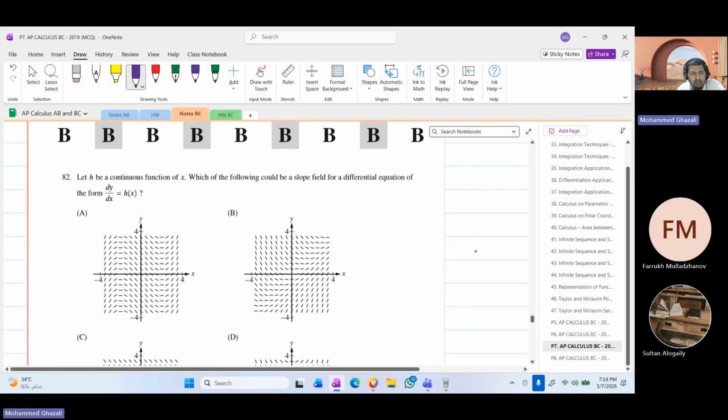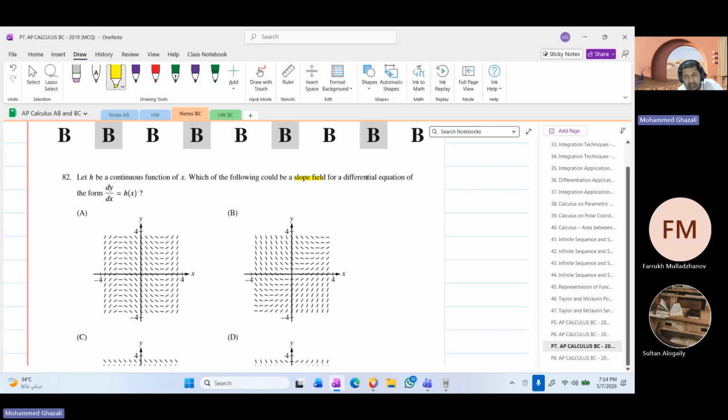Let h be a continuous function of x. Which of the following could be a slope field for a differential equation of the form dy/dx equal to h of x? Now, it's very important to analyze what h of x is. It's only a function in x. Only a function in x. Correct.